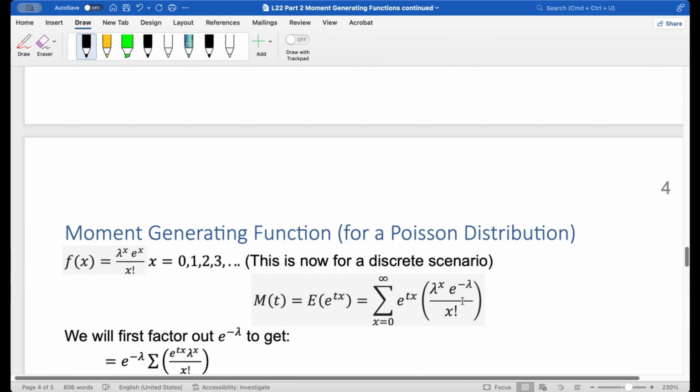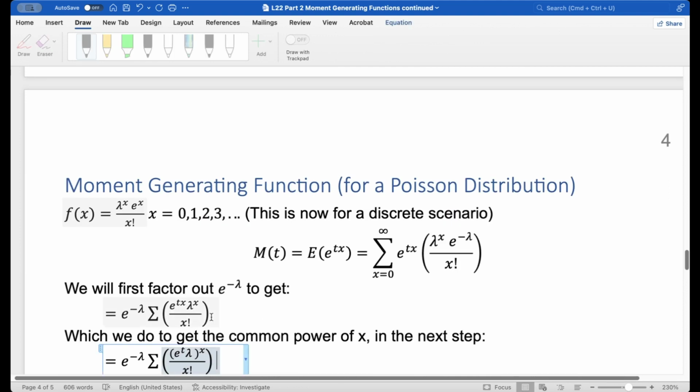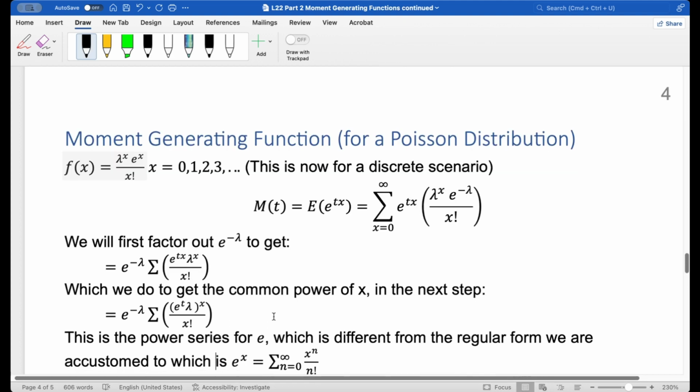E to the minus lambda is a constant here. X is what's changing, so that factors out. We have e to the tx times lambda to the x over x factorial. So now we can use the exponent law here, and we can say that this is e to the t times lambda, to the x power, over x factorial.